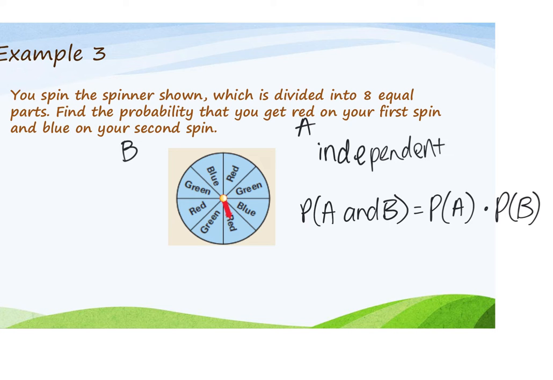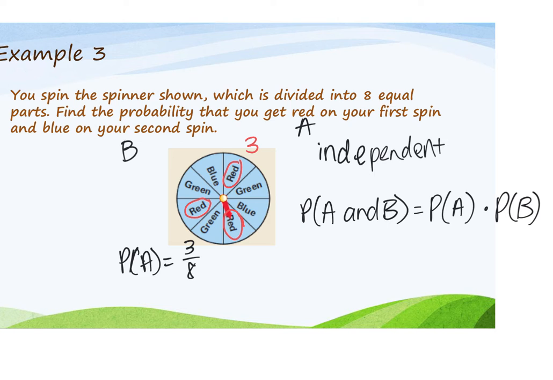Okay, what is the probability that we spin a red on the first spin? What's the probability of our A event? Carlos? 3 over 8. How did you get that? Because I counted the 3 red. Very good. There's 3 red spaces, and there's a total of 8. So our probability of A is 3 over 8.